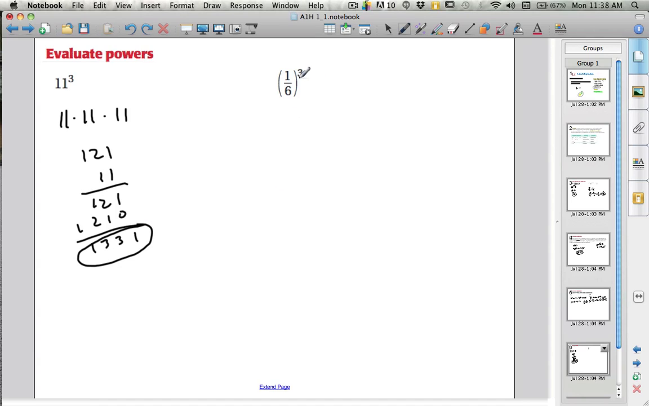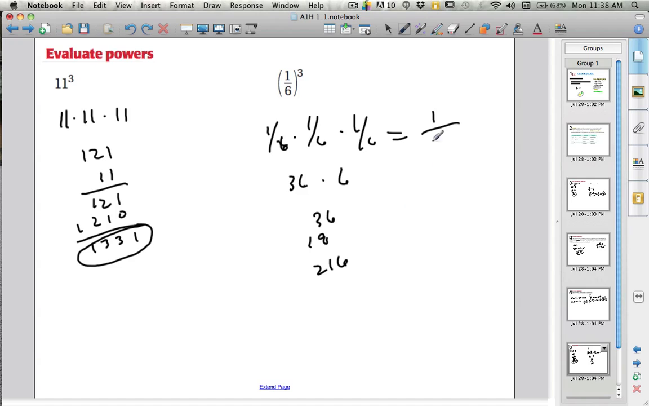Okay, 1/6 to the 3rd power. I know that's going to be 1/6 times, sorry, I wrote 1/2. 1/6 times 1/6 times 1/6. And when I multiply fractions, I'll have numerators times numerators. 1 times 1 times 1 is 1. And 6 times 6 times 6 is 36 times 6, which would be 36 and 180. That's 216. Okay, so 1/216th would be that value.